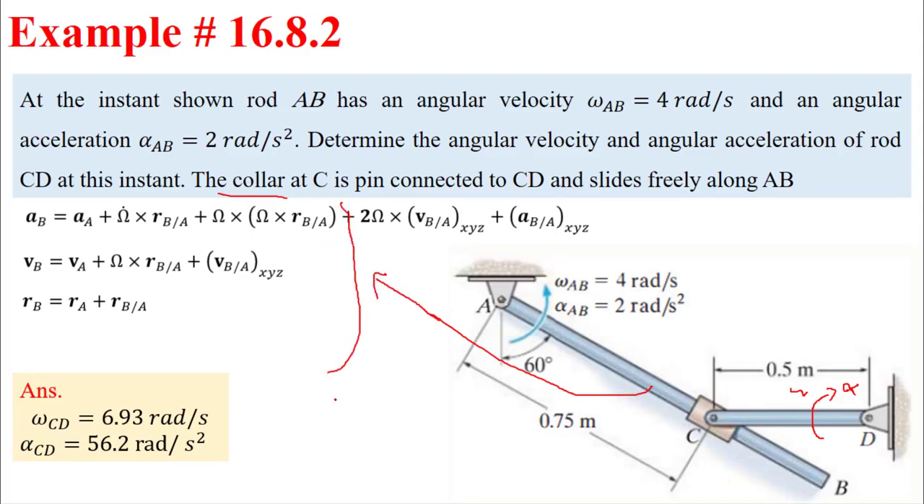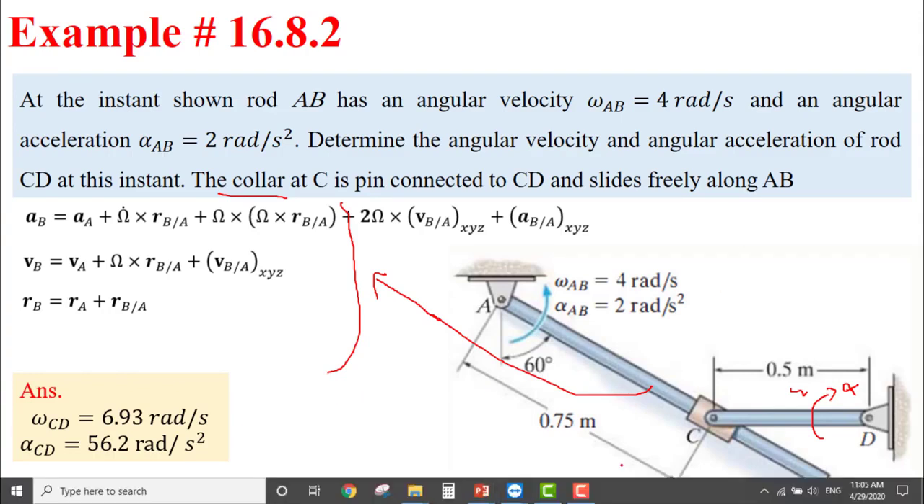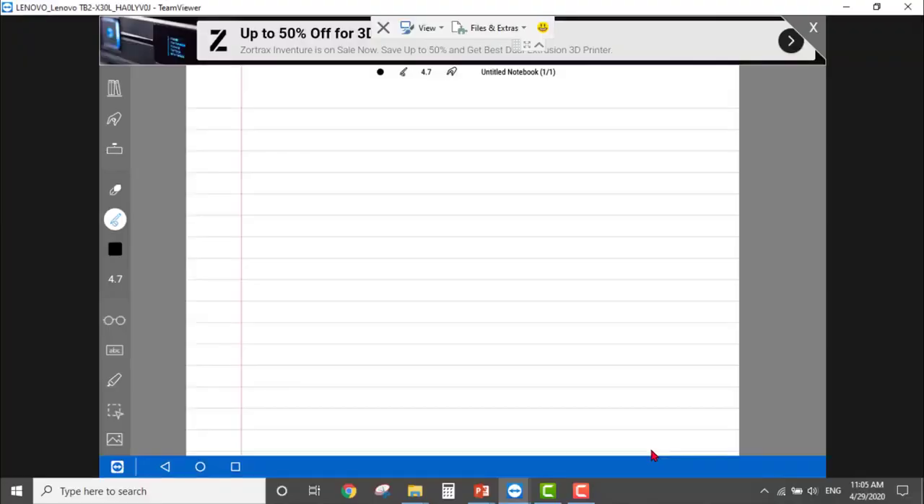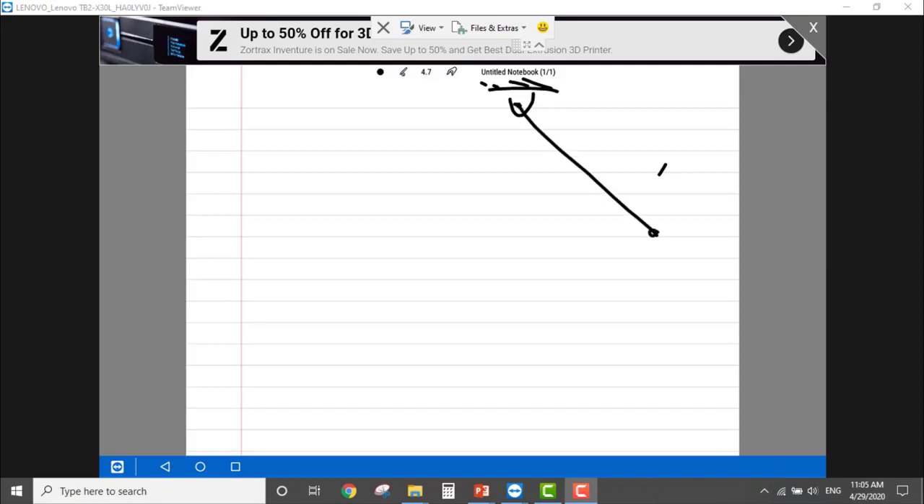Okay, let's now move to the solving board and try to solve this problem. In this problem, everything is given for the rod where the Coriolis effect appears. So we are talking about rod AB, but I will not draw the whole rod. I will draw only from A to C.